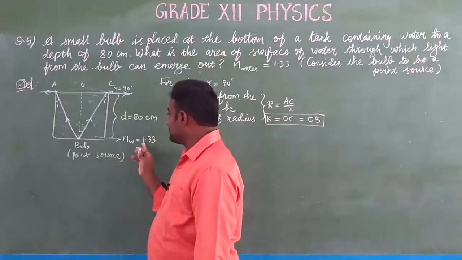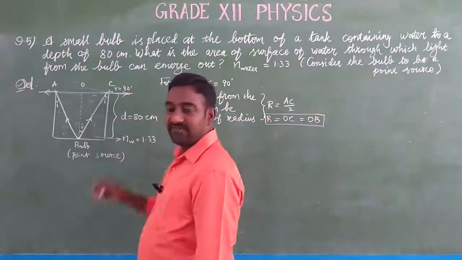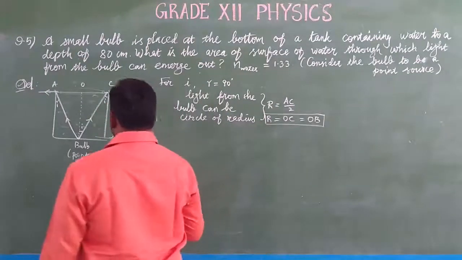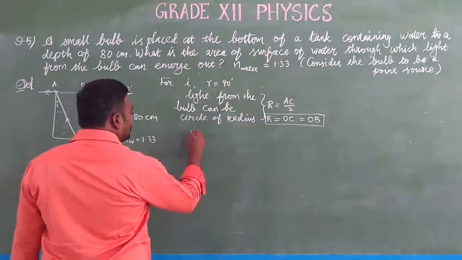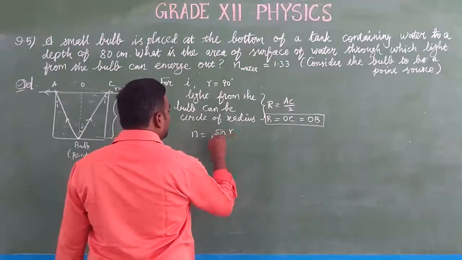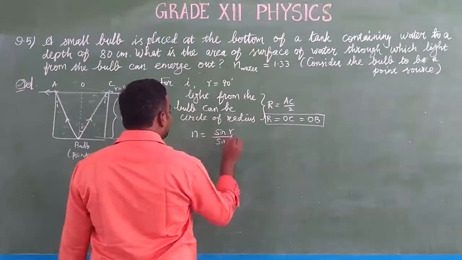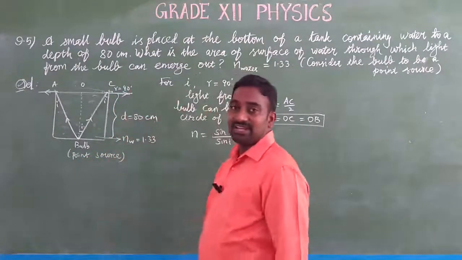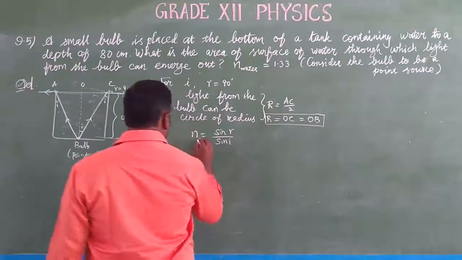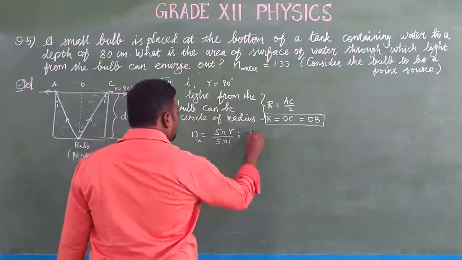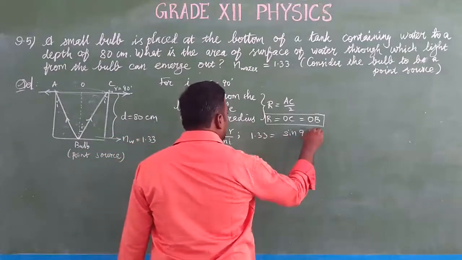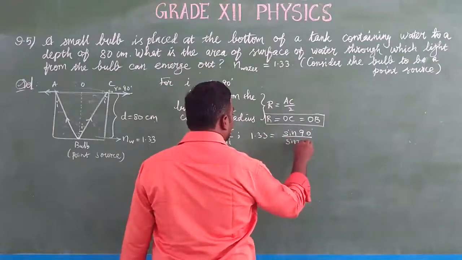And the refractive index is given. The angle of refraction also we know, but the angle of incidence we want to find. So how can we find it? We know from Snell's law, the refractive index is equal to sin r by sin i. This is the case when the refracted angle becomes 90 degree, that is the critical angle. So the formula will be like this. Substitute the refractive index of water: 1.33 is equal to sin 90 degree divided by sin i.